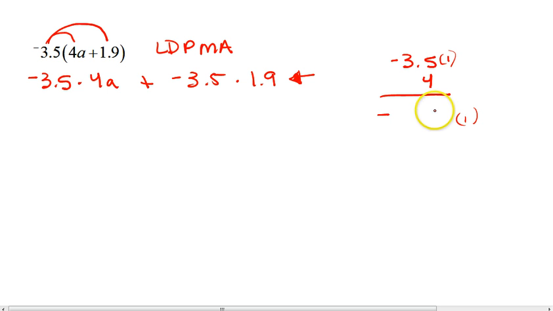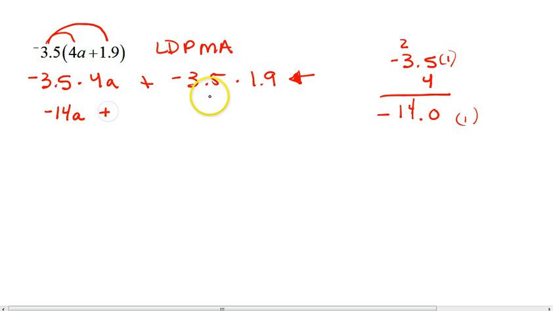So 5 times 4 is 20, carrying my 2. 3 times 4 is 12, plus 2 is 14. I need one decimal place, goes here. So my answer for this part would be negative 14a. And I'm going to put this right here.